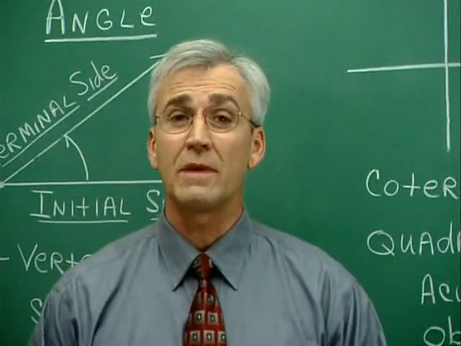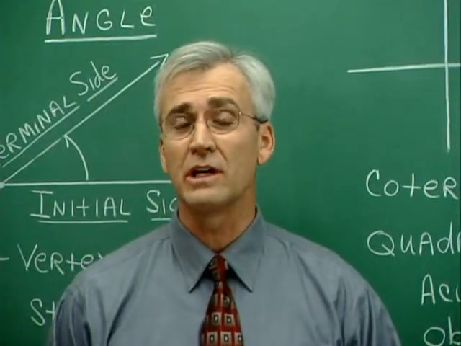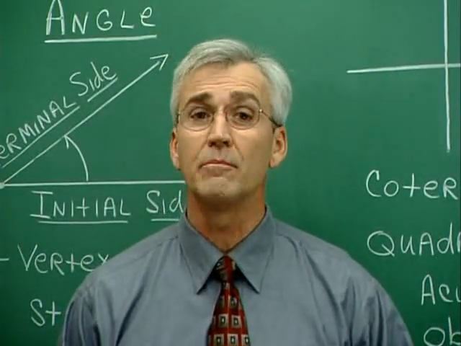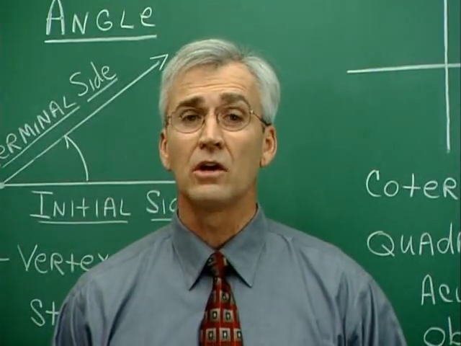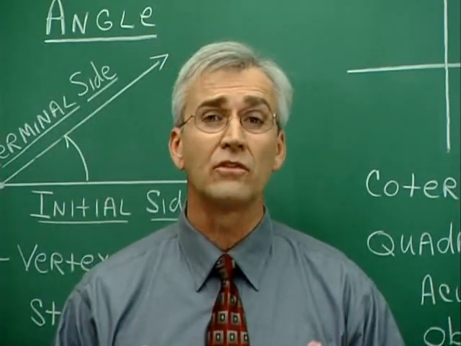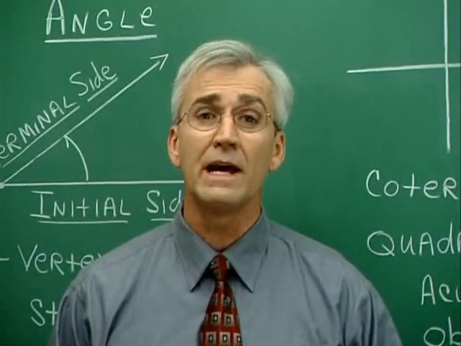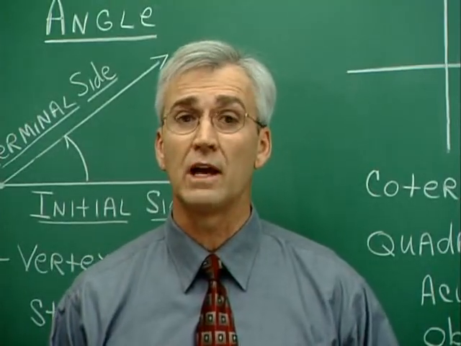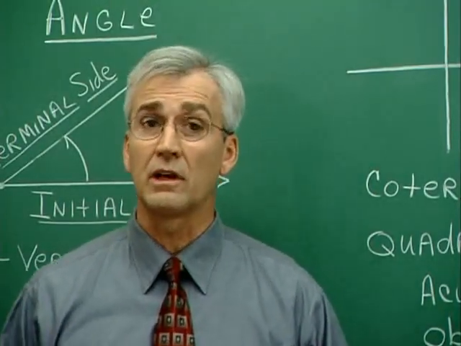Trigonometry comes to us from the ancient Greeks, and the word trigonometry actually comes from three Greek words: tri, gonia, and metron. Tri meaning three, gonia referring to sides, and metron meaning measure or measurement. So three-sided measurement, or the measurement of triangles.